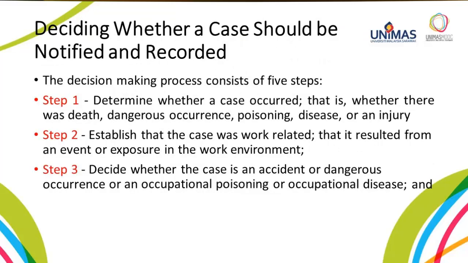As to whether a case should be notified and recorded in the event of an accident, the decision-making process consists of 5 steps. Step 1. Determine whether a case occurred, that is, whether there was death, dangerous occurrence, poisoning, disease, or an injury. Step 2. Establish that the case was work-related, that it resulted from an event or exposure in the work environment. Step 3. Decide whether the case is an accident or dangerous occurrence or an occupational poisoning or occupational disease.